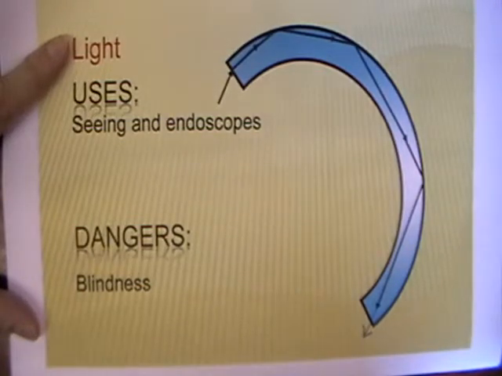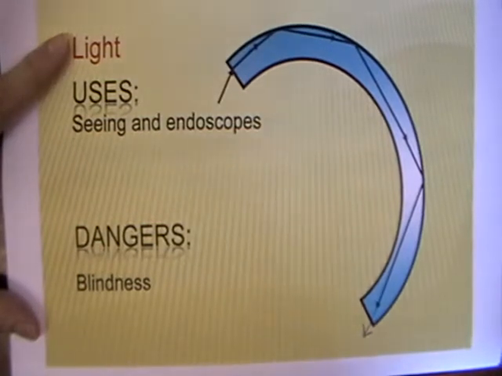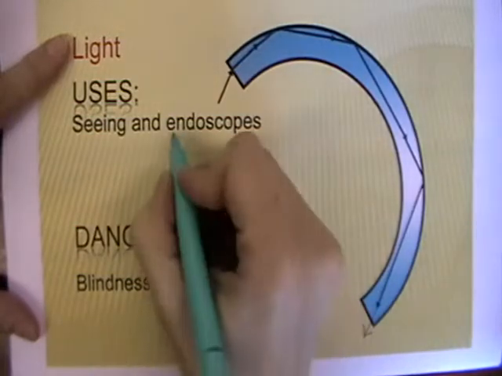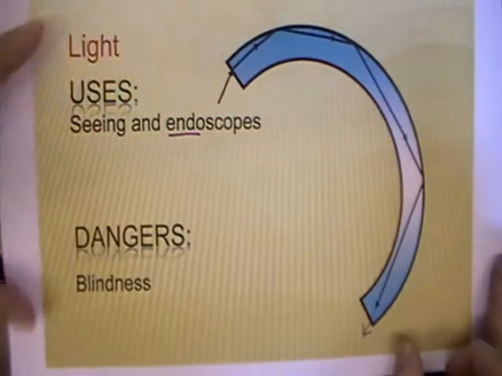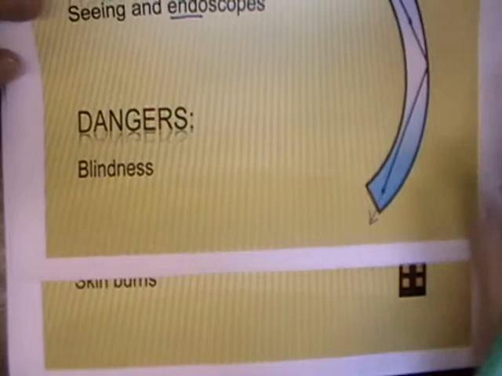They put the tube down your throat, down into your stomach, they shine light down through it, and then the light's reflected from anything that's in there back up again, and the surgeon can see that, and that's called an endoscope. Dangers: obviously too much light can lead to blindness.